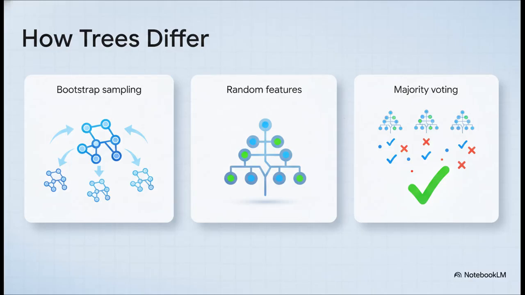So how do we actually make sure these 500 trees are different from each other? We use 3 beautifully simple steps. First, bootstrap sampling. This just means we give each tree a slightly different, random slice of the training data. Second, random feature selection. We only let them look at a random subset of the clues. And finally, majority voting. We literally just ask all 500 trees for their prediction, and whatever the majority says wins. It's so simple, but mathematically, it's a total game changer.